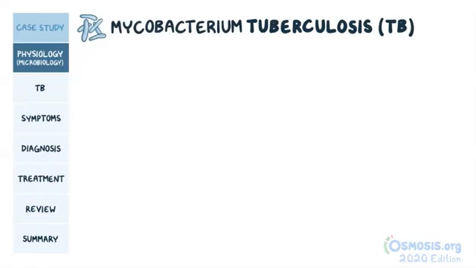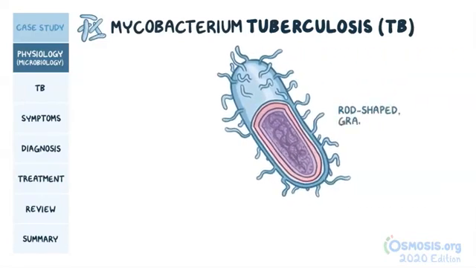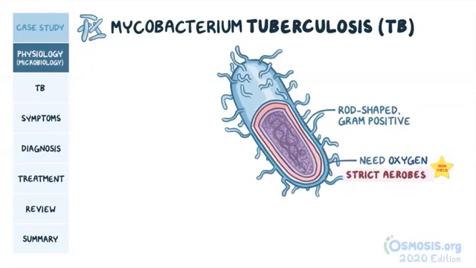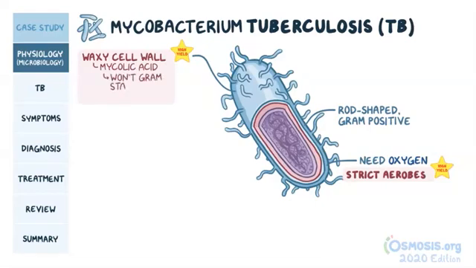Mycobacteria tuberculosis are slender, rod-shaped, gram-positive bacteria that need oxygen to survive. In other words, they're strict aerobes. One piece of high-yield information is that although they are classified as gram-positive, meaning they have an outer cell wall, it's the same cell wall that makes the bacteria special. This is because Mycobacterium have an unusually waxy cell wall made of mycolic acid, which is composed of long chains of branched lipids, which won't stain with gram.